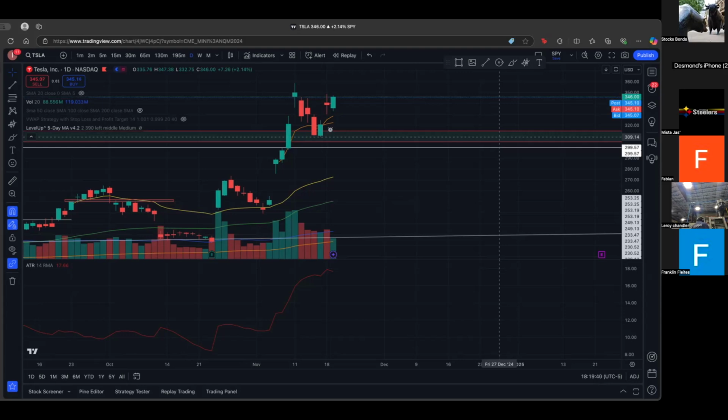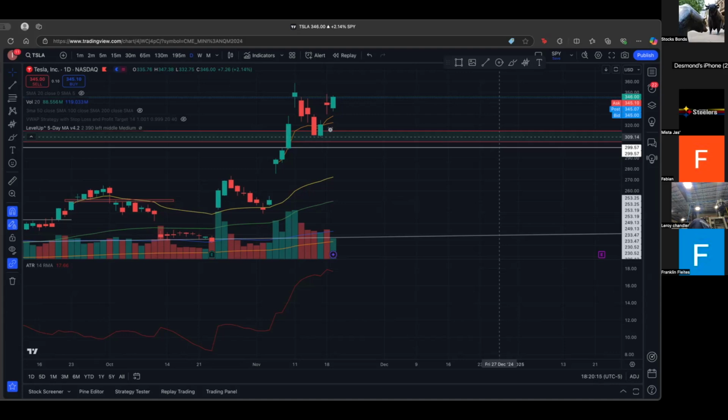What's the expected move? How do you calculate the expected move? 350 is the opening price. ATR is $18. Pretty simple. $350 plus $18 is going to give you the upper bound move, and 350 minus 18 is going to give you the lower bound move, right? So let's do it. 368 to the upside, 332 to the downside. That is going to be your expected move for Tesla for tomorrow if they open at 350.